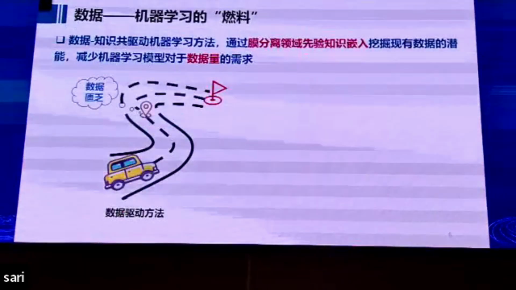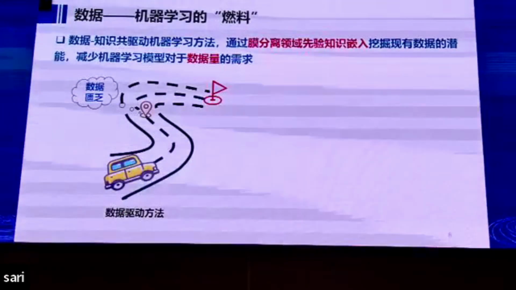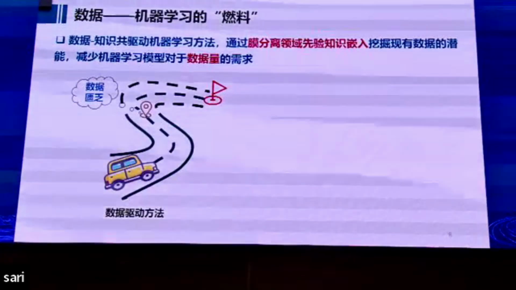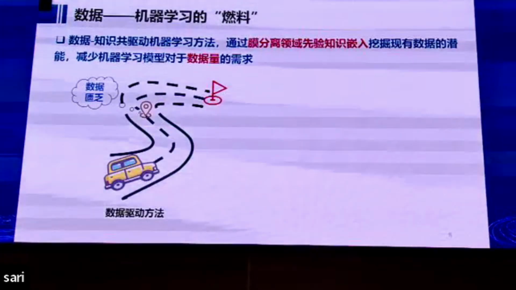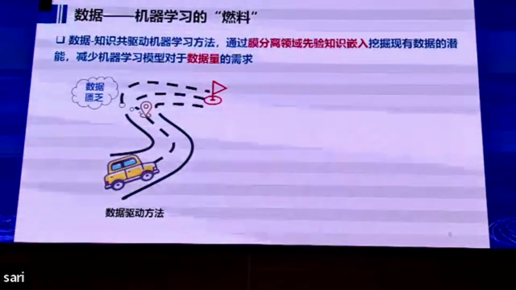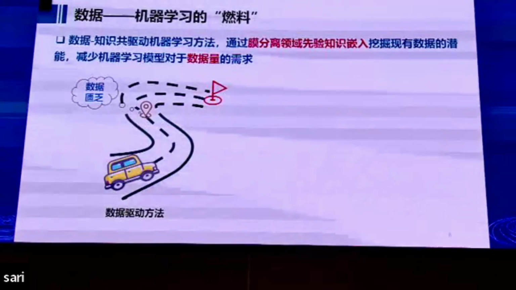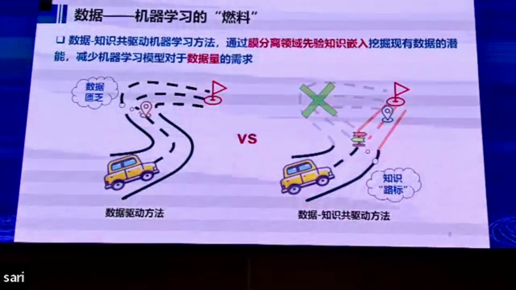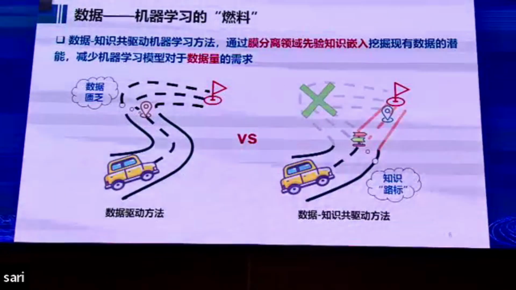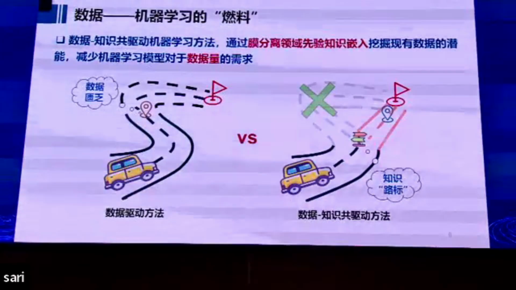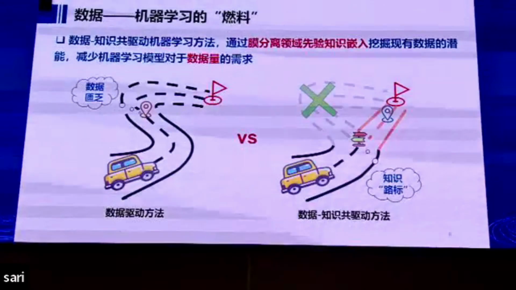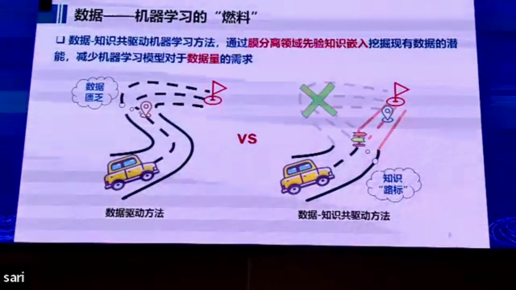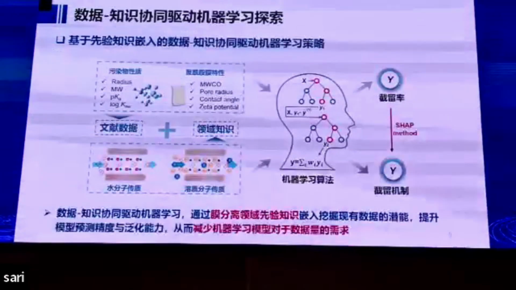I'd like to make a comparison. Machine learning is like driving a car to a destination, and the data is like the fuel of the vehicle. If you don't have enough fuel, we cannot get to the destination we want. So what can we do? We can incorporate conventional knowledge or conventional mathematical models into machine learning, like making signs on the road, so we can reach the destination by using data-knowledge-code-driven machine learning.